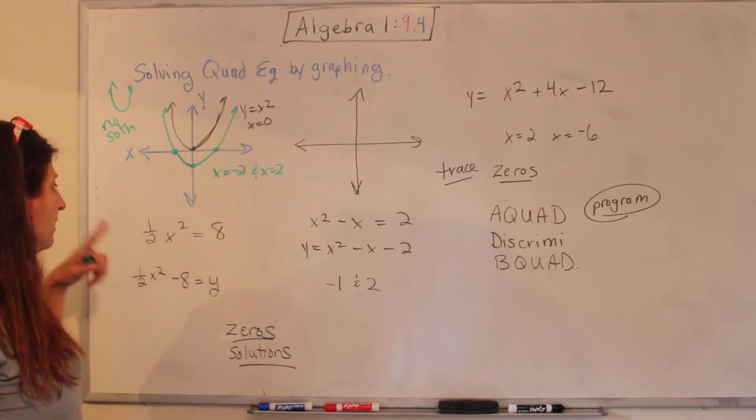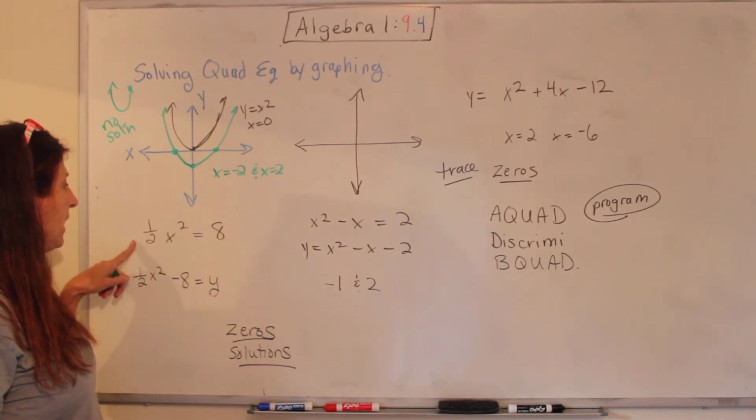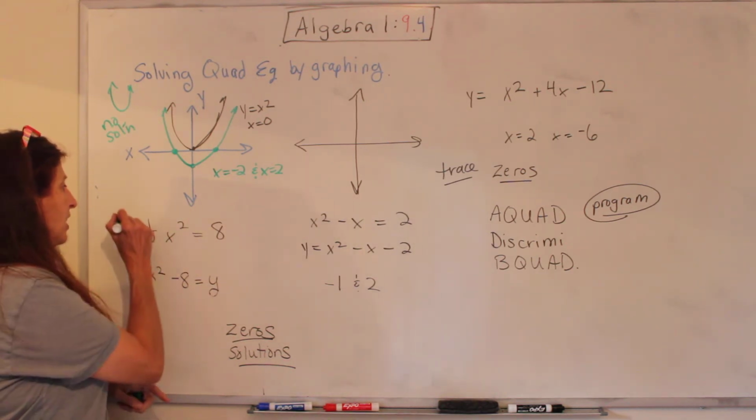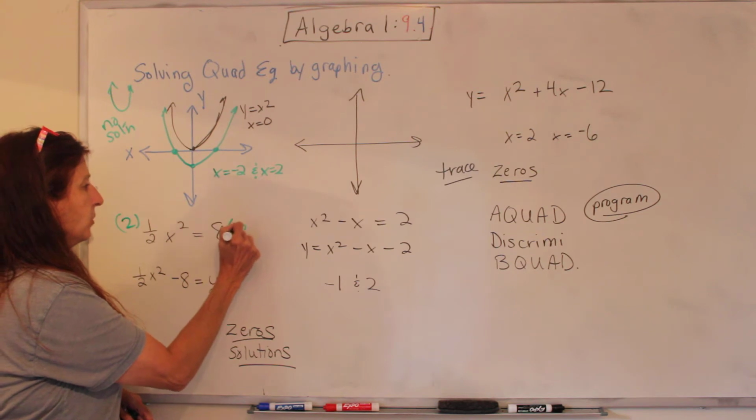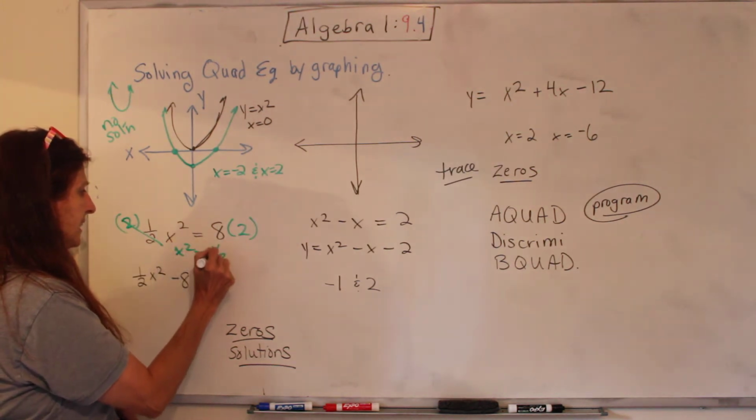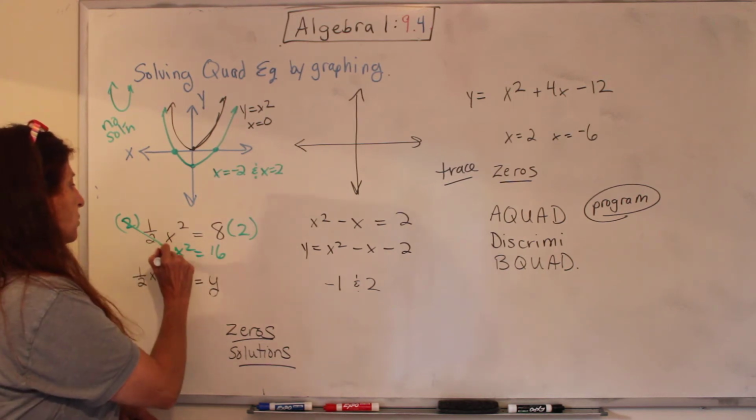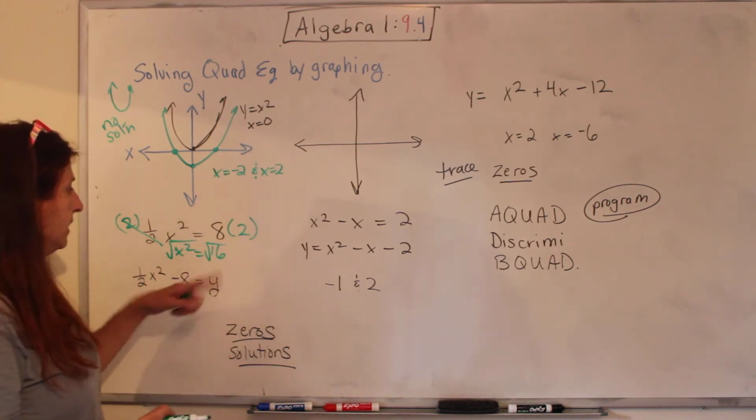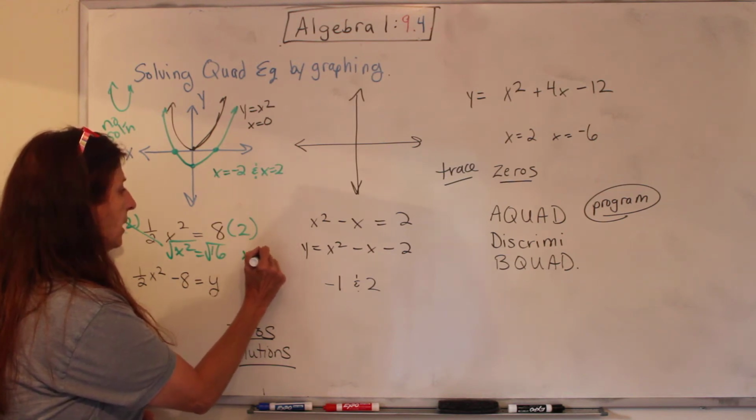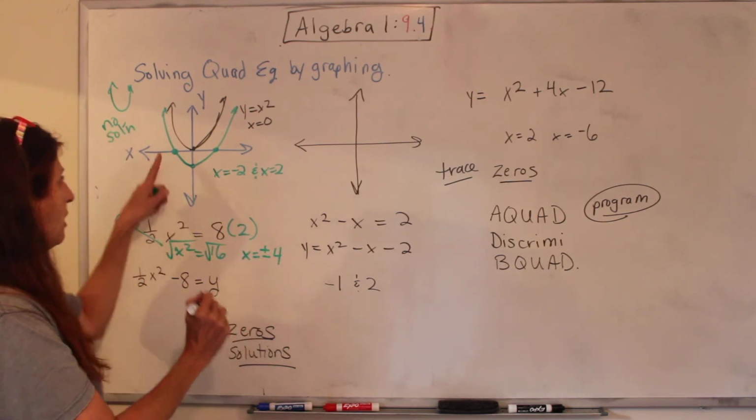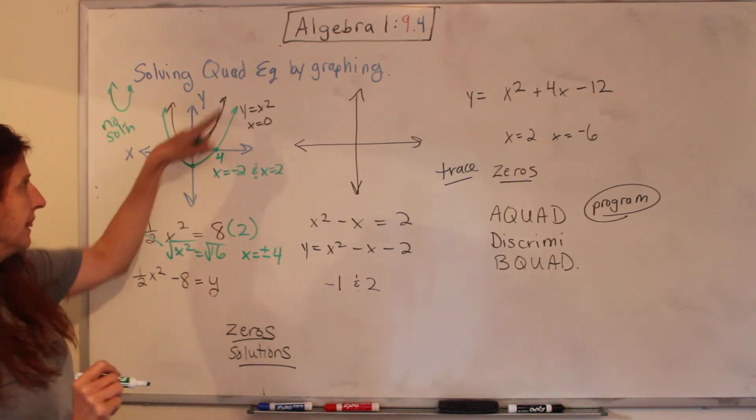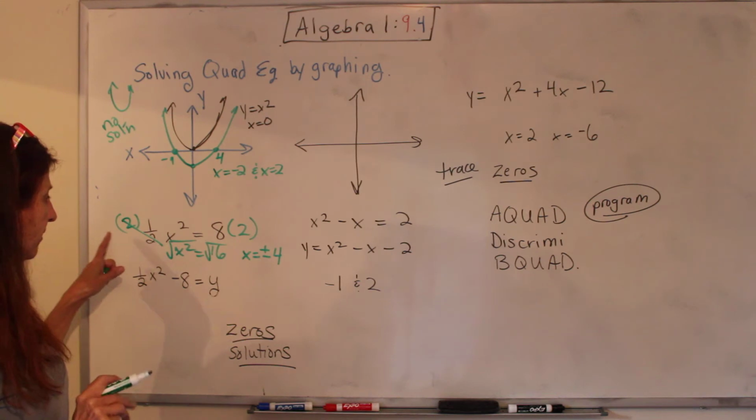Why is x not alone? Well, it's being multiplied by 1/2, which is the same thing as divided by 2, and it's squared. What's the opposite of dividing by 2? Multiplying by 2. What we do to one side, we do to the other. x squared equals 16. Why is x not alone? It is squared. So we square root both sides. So x equals plus or minus 4. That means it would cross at -4 and +4, and that's what it would look like on our calculator.